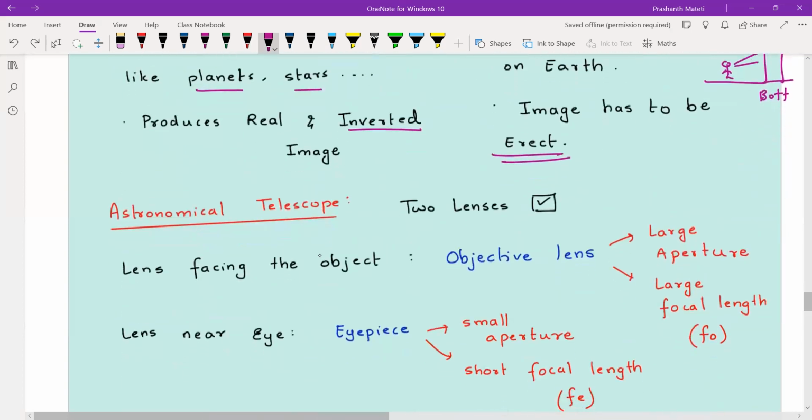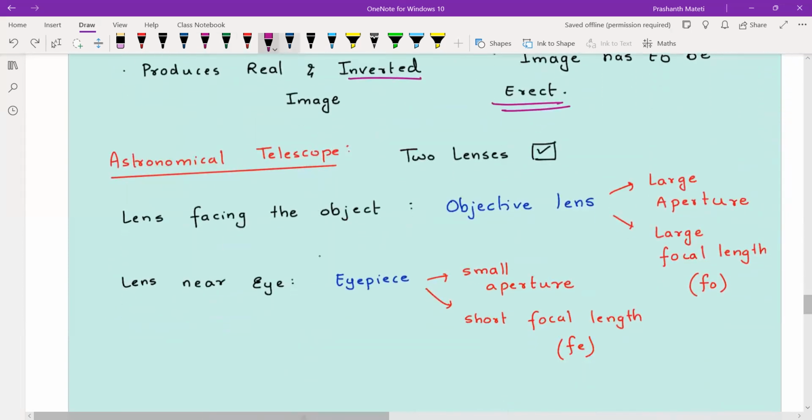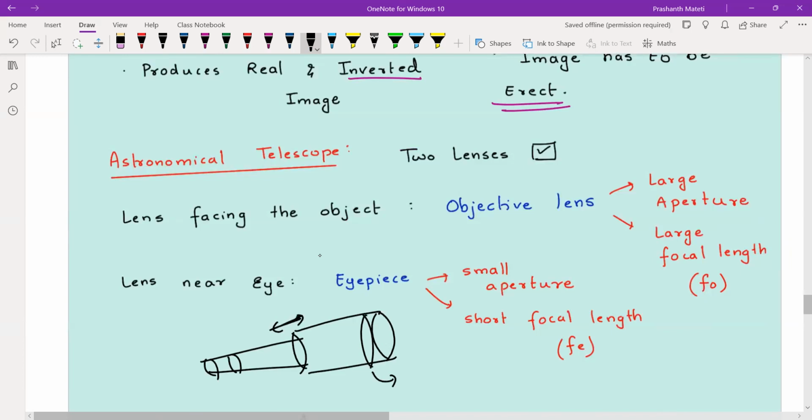So in the astronomical telescope, we are using two lenses. If you have ever seen a telescope, this is what it looks like. On this side, one lens will be there, on this side, another lens will be there. And if you want, you can move this front and back. So this lens is facing the object.